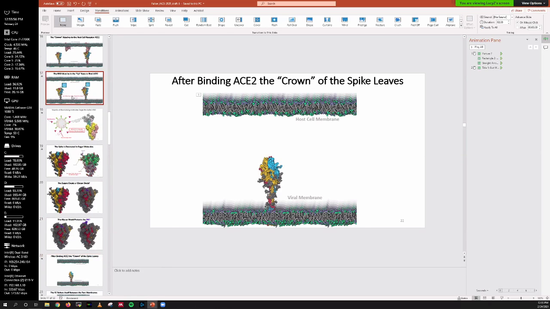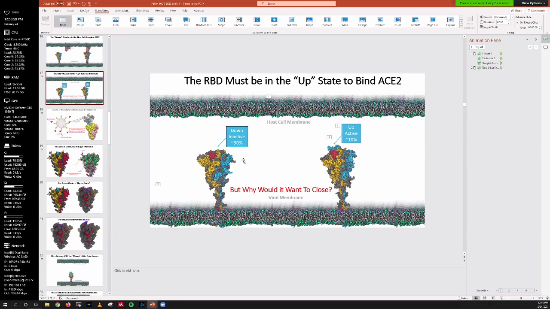So one of the running lines of research in therapeutics is trying to see if we could somehow prematurely shed this crown, right? If we could get this crown to leave without binding ACE2 on all the spikes, on all of the viruses, then all of them would be neutralized and they wouldn't be able to bind ACE2.